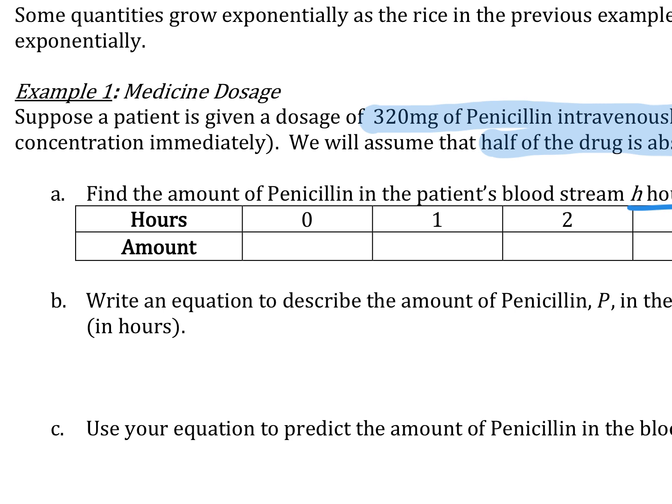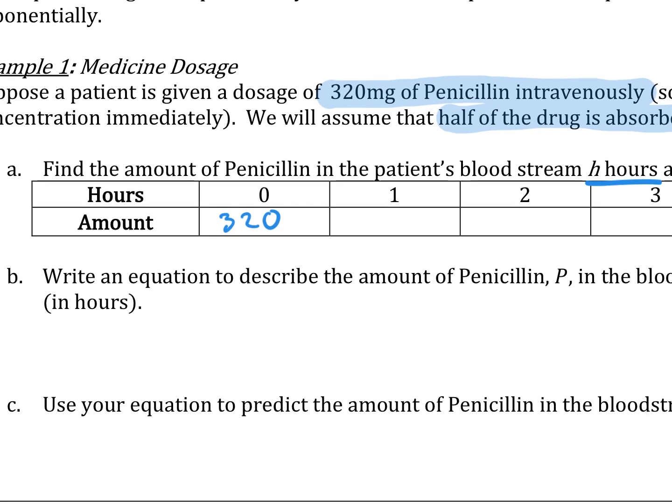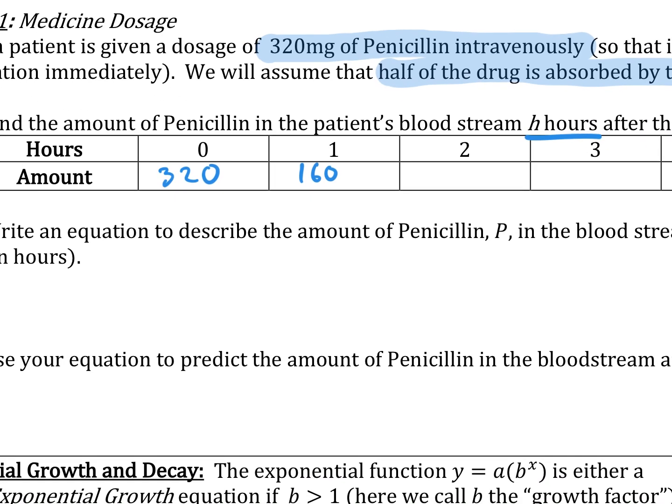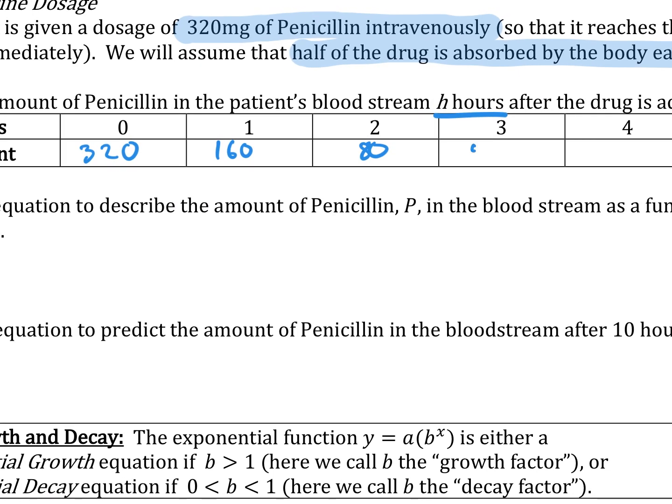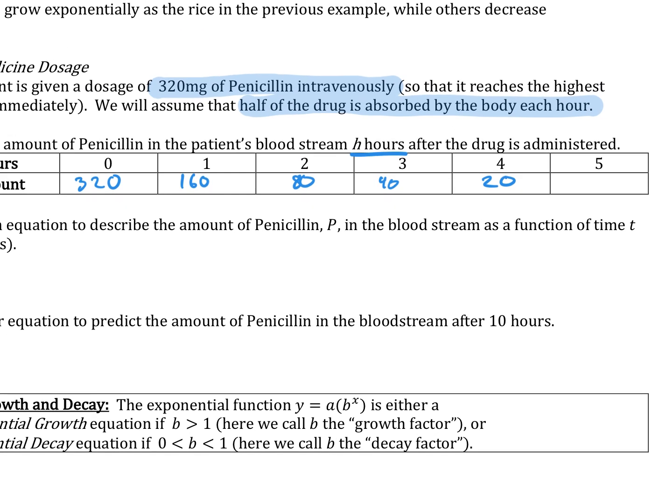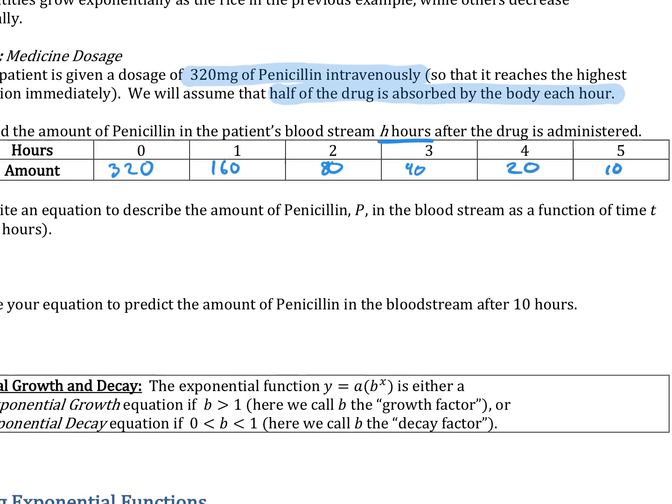We had 320 milligrams to start. After 1 hour, we had half as much, 160. After 2 hours, we had half as much, 80 milligrams. After 3 hours, we had half as much. And after 4 hours, half of that, 20. And in 5 hours, half of that, 10. All right, so what's going on? Well, we're multiplying by a half.